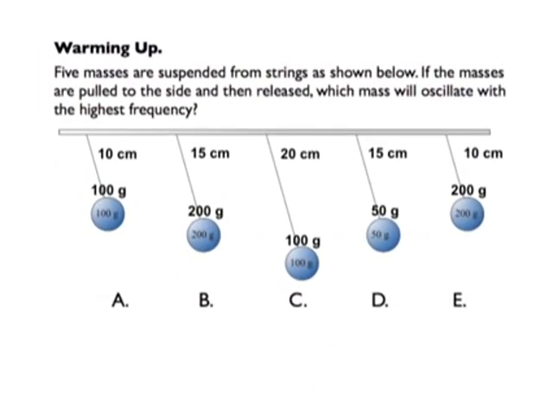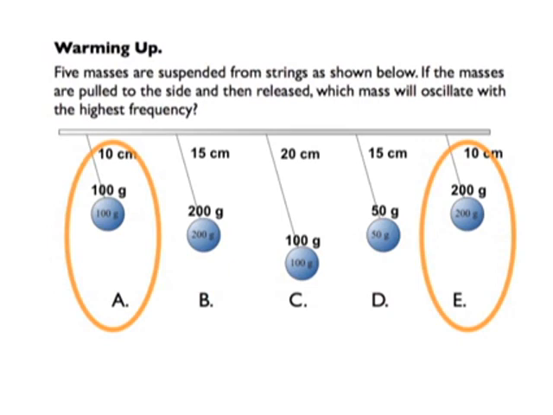What determines the frequency of a pendulum? The length. And which is going to oscillate more quickly? A short pendulum or a long pendulum? The short one. Now there's two short pendulums here, A and E. What's different between those two? The mass. Does the mass make a difference? A and E are the two that you have. These two are tied for having the highest frequency.